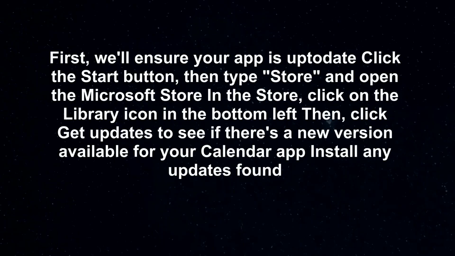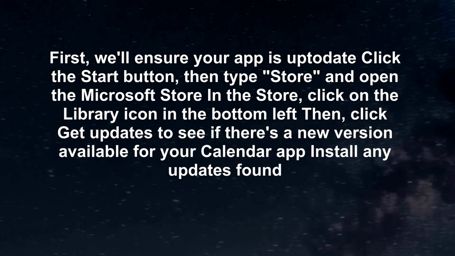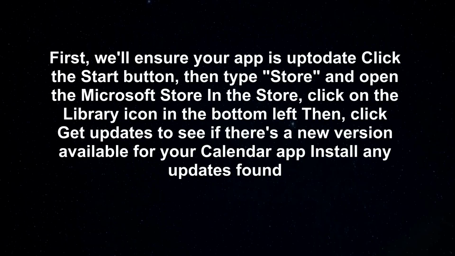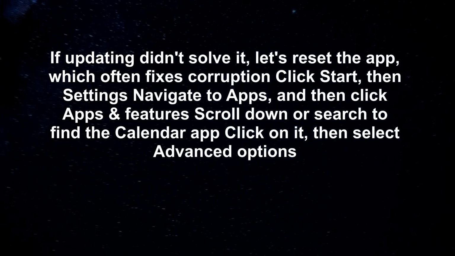Click on the library icon in the bottom left, then click Get Updates to see if there's a new version available for your calendar app. Install any updates found. If updating didn't solve it, let's reset the app, which often fixes corruption.